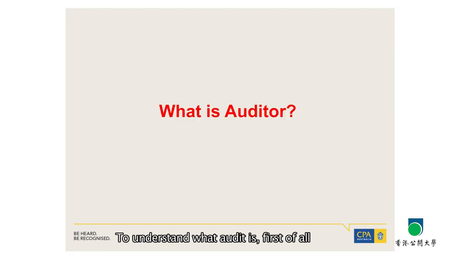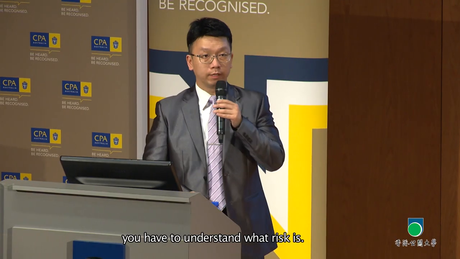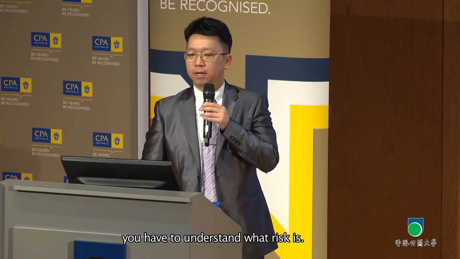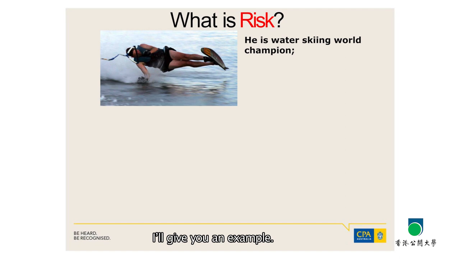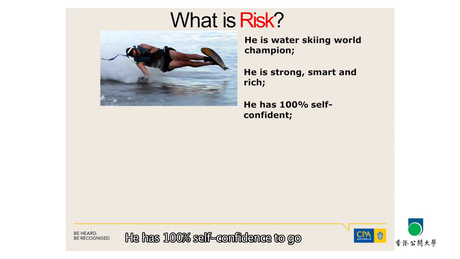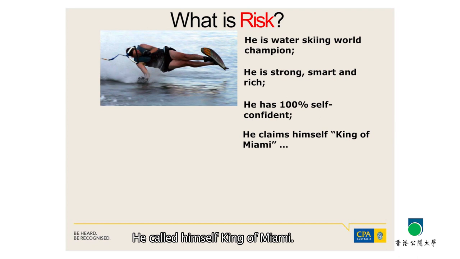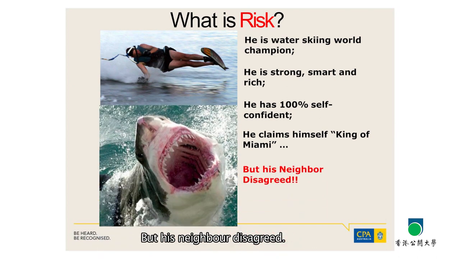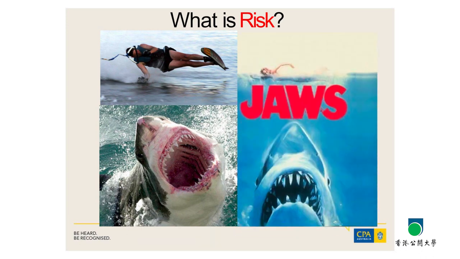To understand what audit is, first of all, you have to understand what risk is. I'll give you an example. This guy is a water skiing world champion. He's strong, smart, and rich. He has 100% self-confidence to play water skiing at the beach. He claims himself king of Miami, but his neighbor disagrees. Risk.